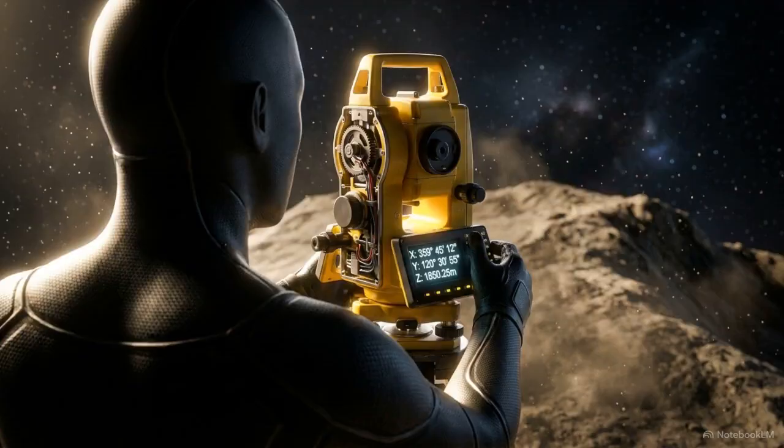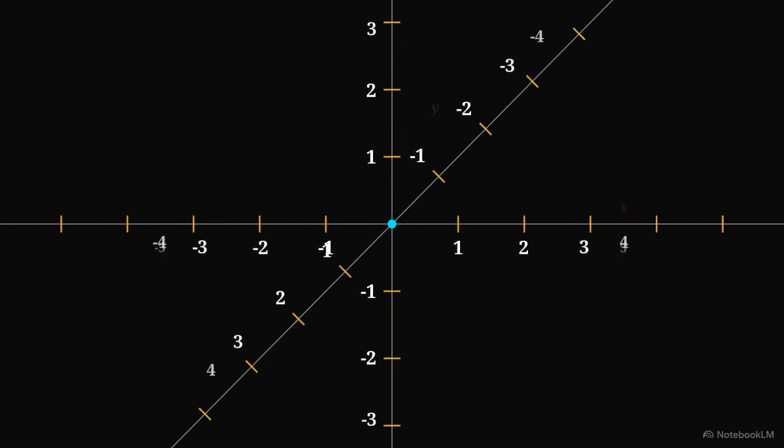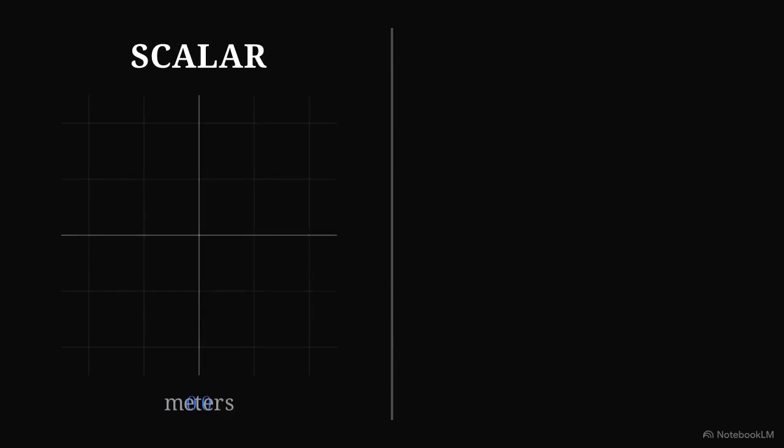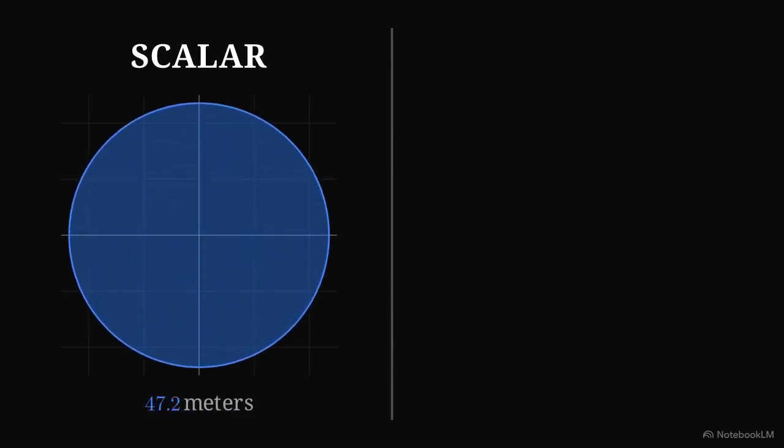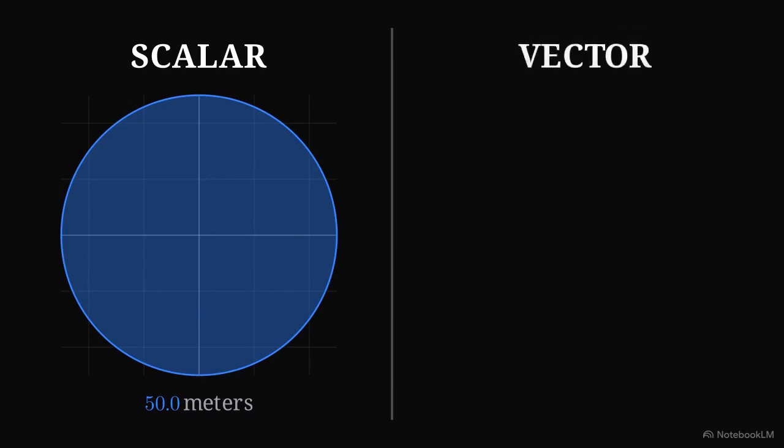To accurately map reality, we have to strip away our personal perspective. We need a standardized language that treats motion as an absolute, measurable quantity. The first tool is the scalar. A scalar measures pure magnitude, or raw size, tracking how much exists without defining direction.